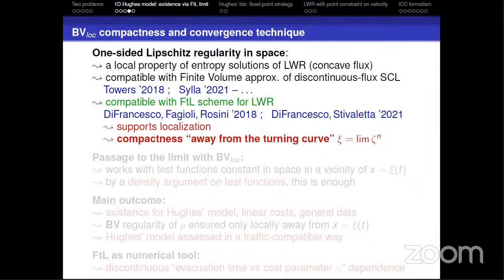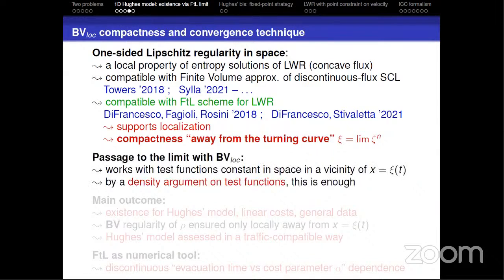So now we need to pass to the limit with BV loc, which actually works the same as usual, I would say, with full BV, if you take test functions that are constant in space in the vicinity of the turning curve. And then because this kind of test functions is dense, you are finished. So this is the scheme of how you get the BV loc and how you use the BV loc to pass to the limit.